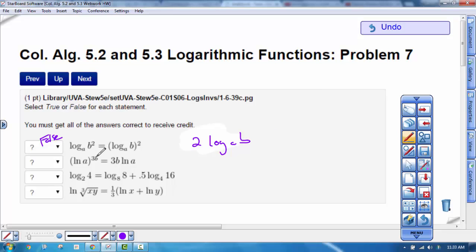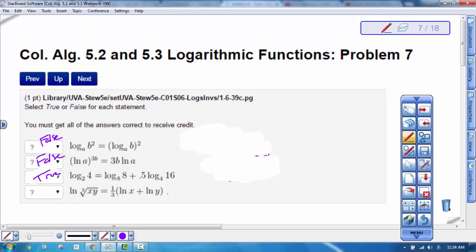Second one, you can bring down this 3b only when it's raised to the power like this, when it's a to the 3b, not when the whole thing is 3b, so that's false as well. Doesn't follow our log properties. This next one is really tough to see. I mean, you can bring this 0.5 up, and there are some different things you can do to try to rewrite it like this. Turns out that's true. If you just evaluate the left on your calculator and the right on your calculator, you get the same thing. So that was true.